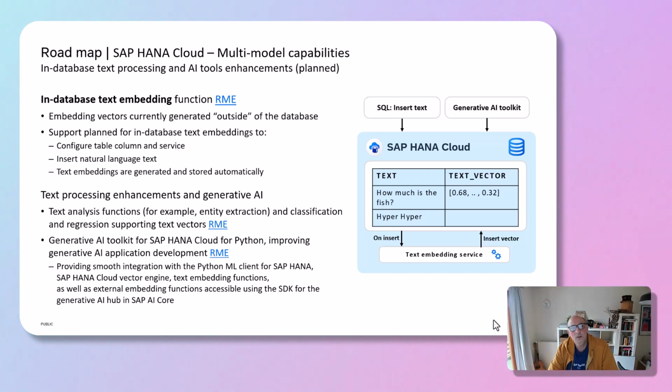Therefore, we will release this in-database text vectorization function, where you can then explicitly call it, use the text column, transform it into the embedding vector column, or even design the table in a way that on update with new text or on insert of new text, it will be automatically transcoded into the text vector and the vector column.